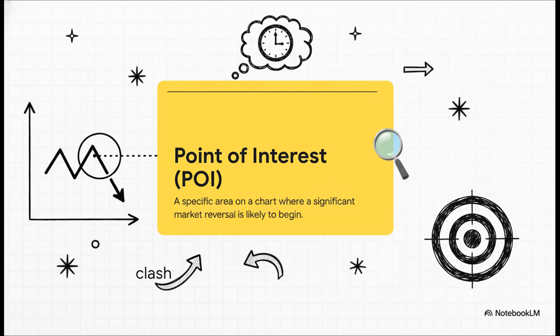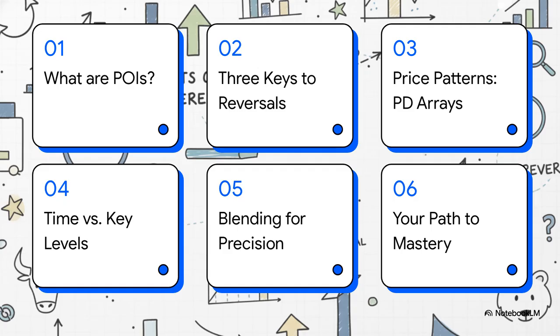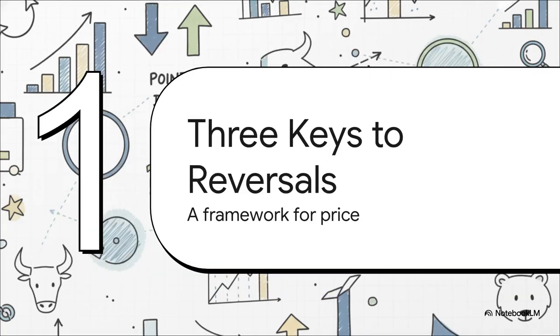Let's get into it. All right, here's our game plan. We'll cover what POIs are, the three big keys to reversals, these patterns called PD arrays, and how time and price levels play together. Then we'll blend it all and give you a clear path forward. Let's go.